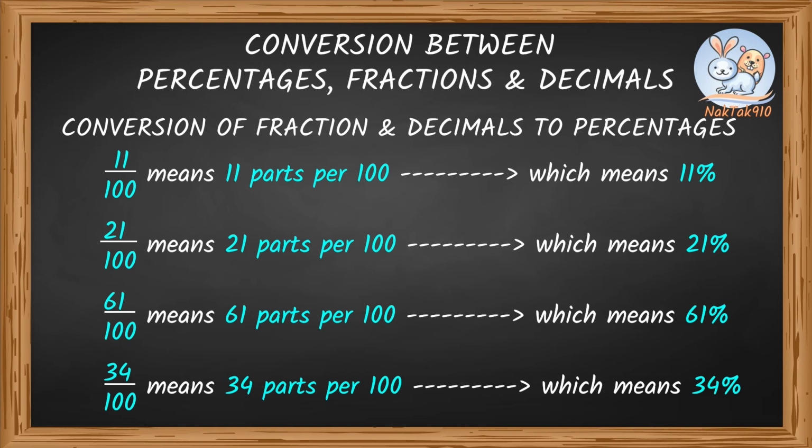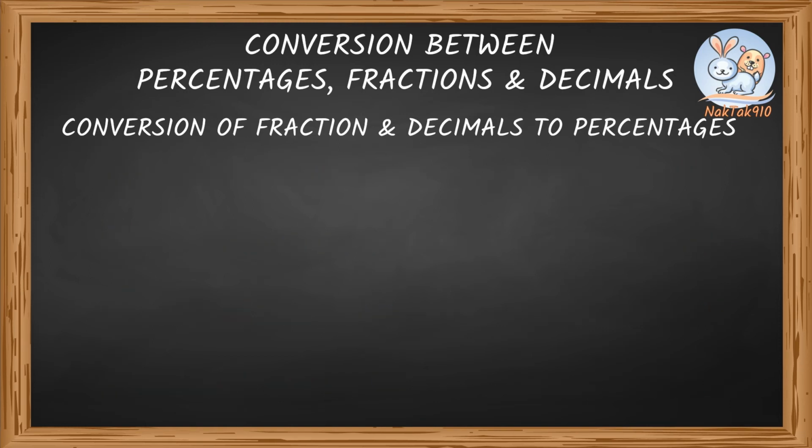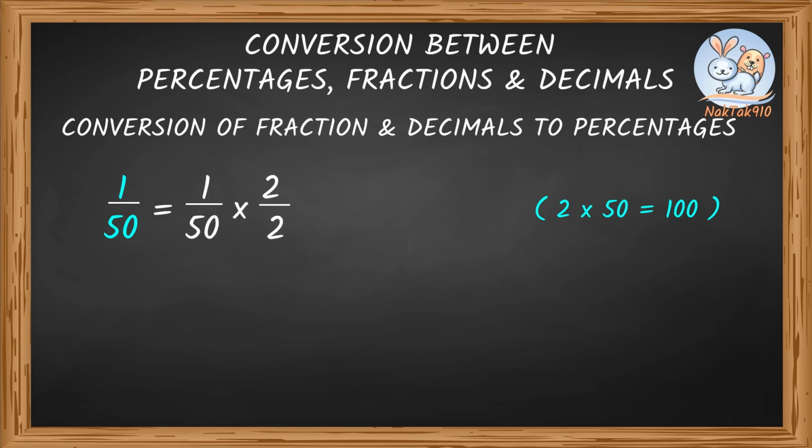Then make the denominator 100. Let's take 1 by 50. To convert this fraction to percentage, we need to have 100 as denominator. We need to multiply the fraction by a suitable number, so it makes the denominator 100. How many times 50 is 100? 2 times 50 is 100. So, we multiply the numerator and the denominator of the fraction by 2. 1 by 50 equals 1 by 50 times 2 by 2 equals 2 by 100. Now we know how to write 2 by 100 as a percentage. 2 out of 100, which means 2%.